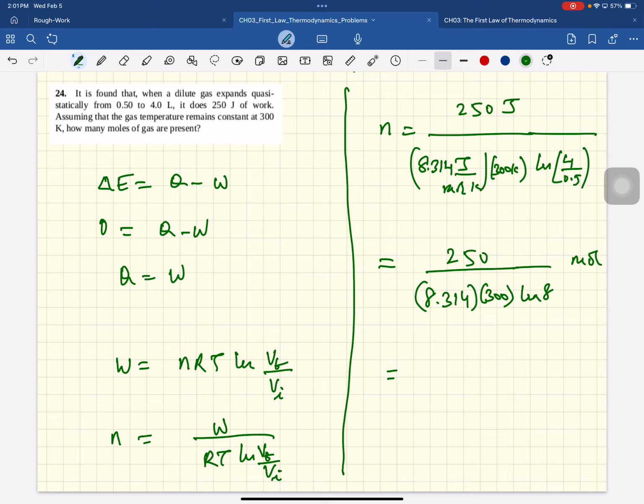And so this is 0.048 moles. So that's the number of moles you have, about 5/100ths of a mole.